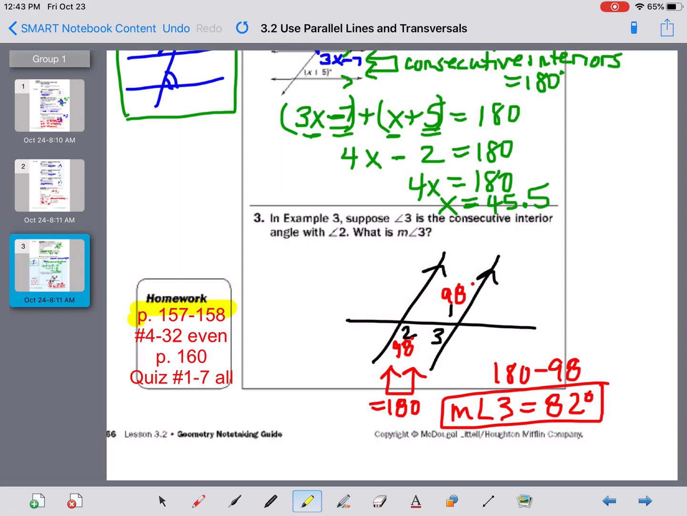So homework tonight, page 157 to 158, 4 through 32 even. And then when you turn the page to 160, at the bottom of the page, there is a quiz. I want you to also do those 1 through 7 all. Show your work where necessary. Be really careful of the vocab. This vocab you need to know, so work with it, keep saying it, keep looking at it, and if the angles don't have a relationship, see if you can move one to have them have a relationship. Any questions? Please let me know.